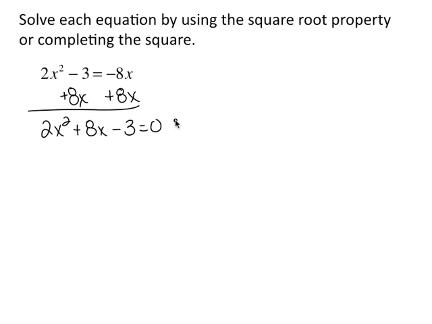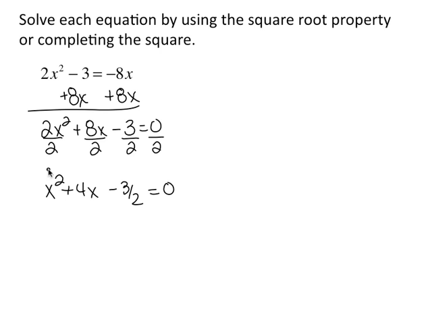Now when we're completing the square, we need to look at the coefficient for the variable that's being squared. That always has to equal 1. So in this case, we have a 2. To get rid of this 2, I'm going to divide each term by 2. We end up with x squared plus 4x minus 3/2 is equal to 0.